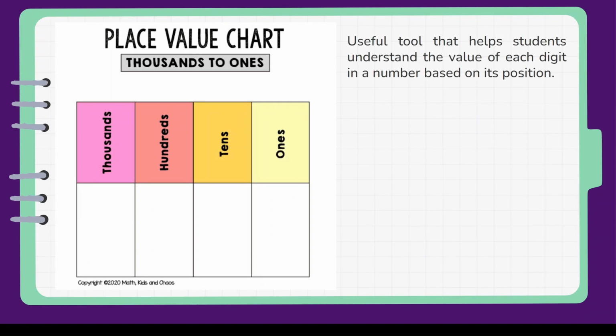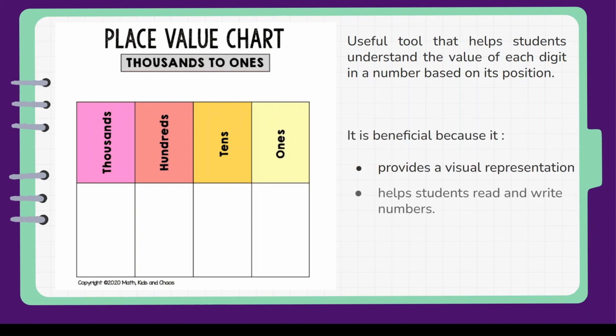The place value chart. It is a useful tool that helps students understand the value of each digit in a number based on its position. It is beneficial because it provides a visual representation and it helps students read and write numbers.